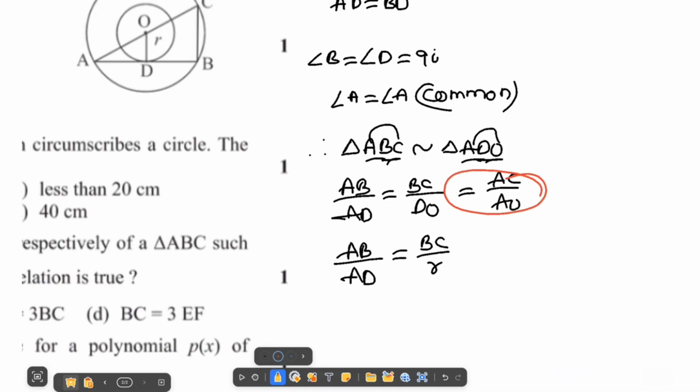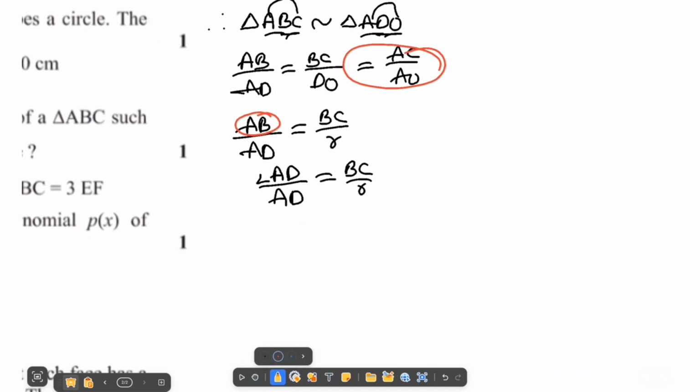Next, we know that AB is double of AD. In place of AB, we can write 2 times AD. So 2 times AD by AD is equal to BC by R. Now AD cancels, so 2 is equal to BC by R. If we bring R to the left side, it becomes 2 times R is equal to BC. Otherwise we can say BC is equal to 2R.